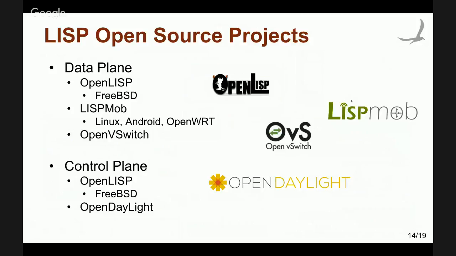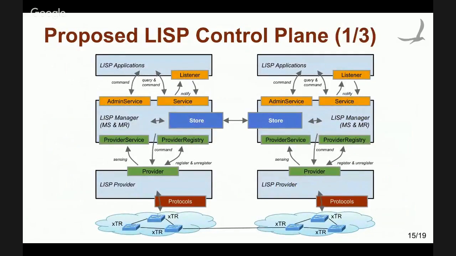And for the control plane, there are only two types of open source available. One is Open Lisp, which also runs on top of FreeBSD. Another one is Open Daylight. Open Daylight started to support Lisp in 2013, so they had a working control plane for that. So this is my proposal.